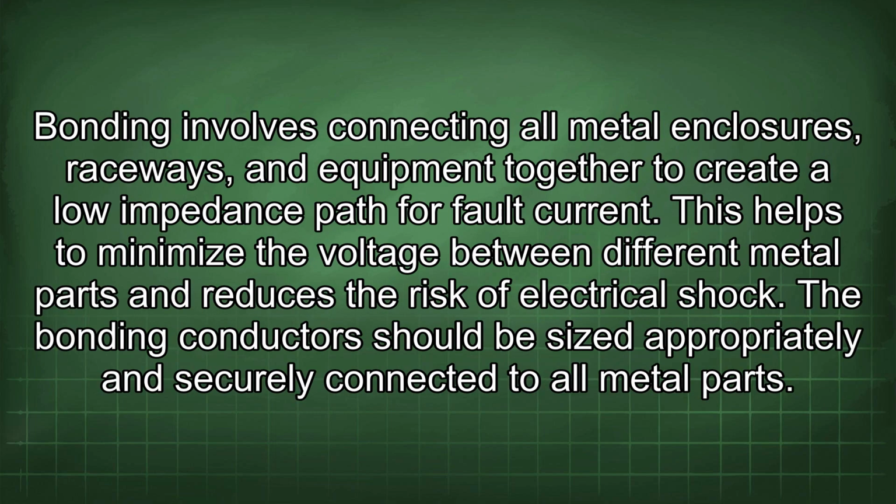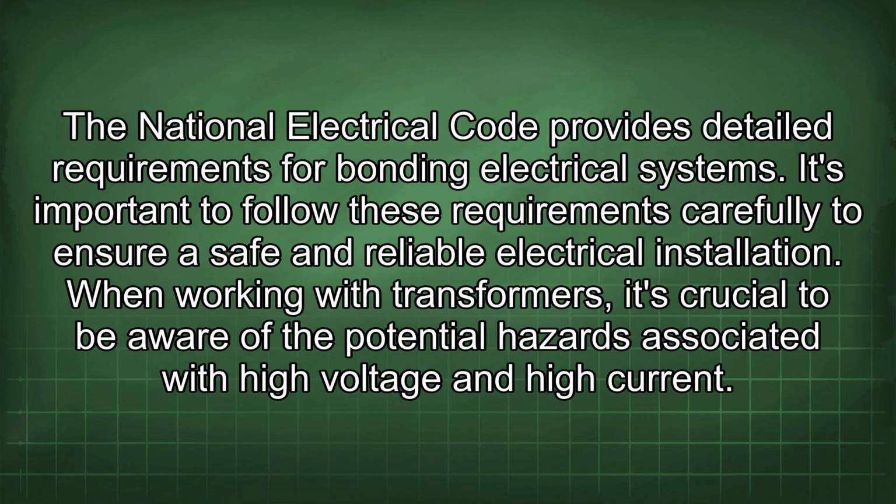Bonding involves connecting all metal enclosures, raceways, and equipment together to create a low impedance path for fault current. This helps to minimize the voltage between different metal parts and reduces the risk of electrical shock. The bonding conductors should be sized appropriately and securely connected to all metal parts. The National Electrical Code provides detailed requirements for bonding electrical systems. It's important to follow these requirements carefully to ensure a safe and reliable electrical installation.